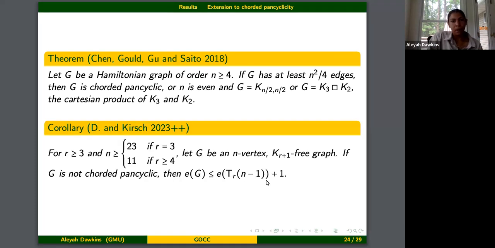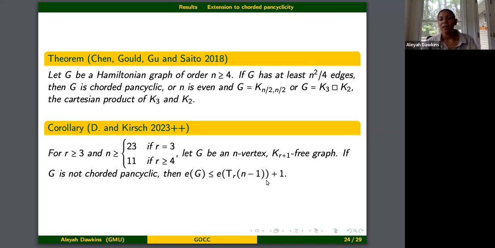Okay. So what Rachel and I were able to do was use our theorem for K_{r+1}-free and non-Hamiltonicity, along with this theorem from Chen, Gould, Gu, and Saito to get the following corollary. So we were able to show that if G is an n-vertex K_{r+1}-free graph that's not chorded pancyclic, then the number of edges in G is at most the number of edges in the Turán graph on n-1 vertices plus 1.